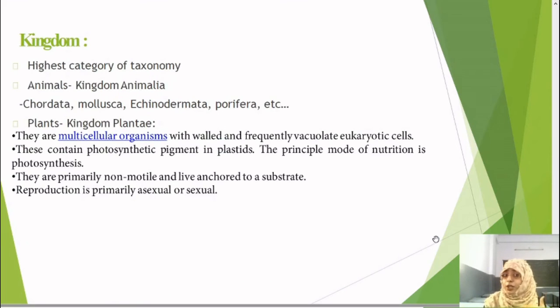Whereas kingdom includes different categories like chordata, mollusca, echinodermata, porifera. So all these phyla or divisions are kept under a single kingdom called the animal kingdom.